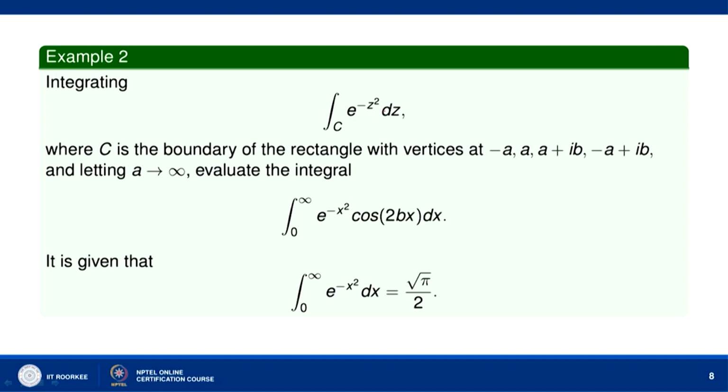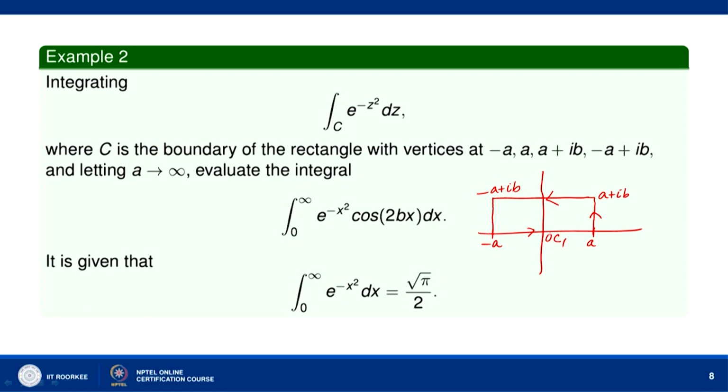Now, the integral over C of e to the power minus z square dz, where C is the boundary of the rectangle with vertices at minus a, a, a plus ib, and minus a plus ib, and letting a tend to infinity. Let us evaluate this integral. We are given that this is equal to root pi by 2. So, you can see here we have this contour. This is minus a, 0. Let us take a here, and then this is a plus ib, and we have minus a plus ib here.